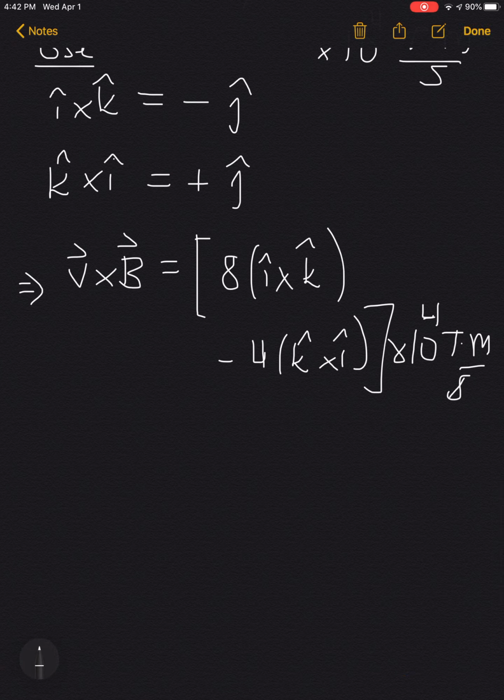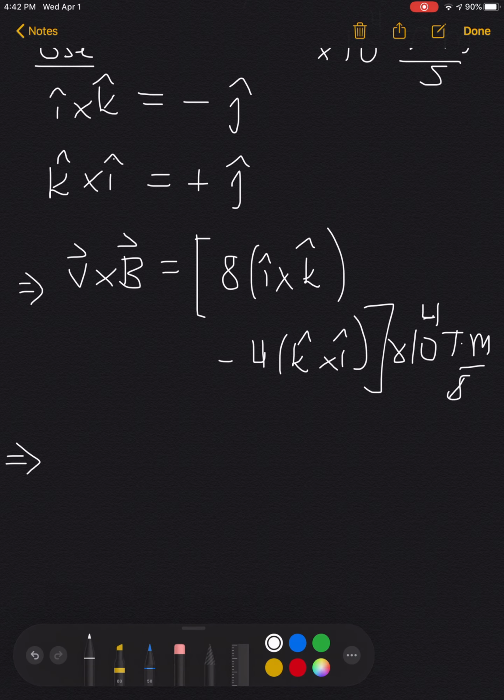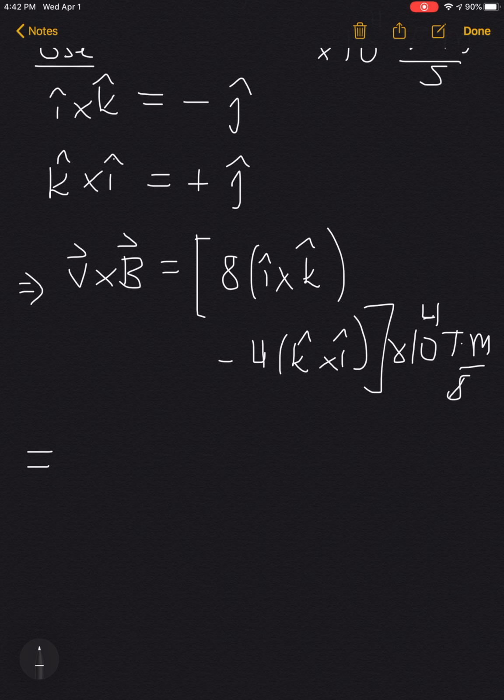And so using the fact that I cross K is minus J hat and K cross I is positive J hat, you can rewrite this as, and we don't necessarily need to, we can write this as an equal sign, so this is equal to minus 8J hat minus 4J hat. So that's just me putting in those values.